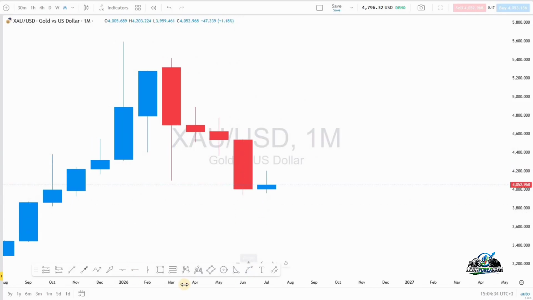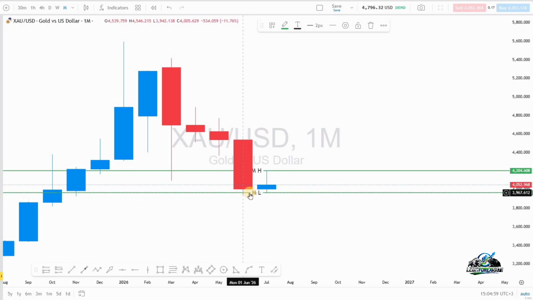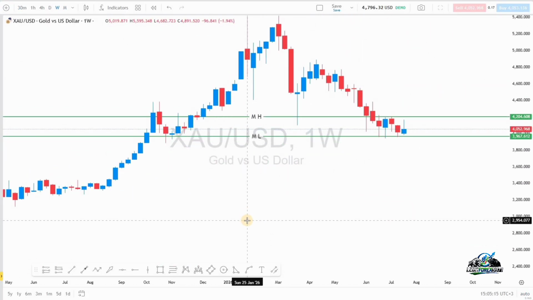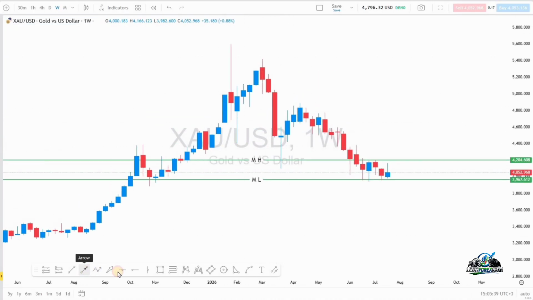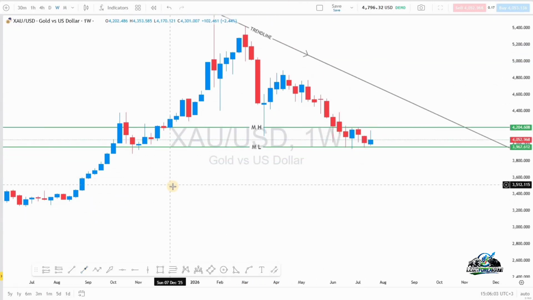So this is our monthly chart. This is our monthly candlestick high and monthly candlestick low. As you can see, the market has not been moving that much. It's showing us some rejection even on the weekly chart. But on our monthly and weekly, the candlestick has been bullish. So we have a bearish trend line.